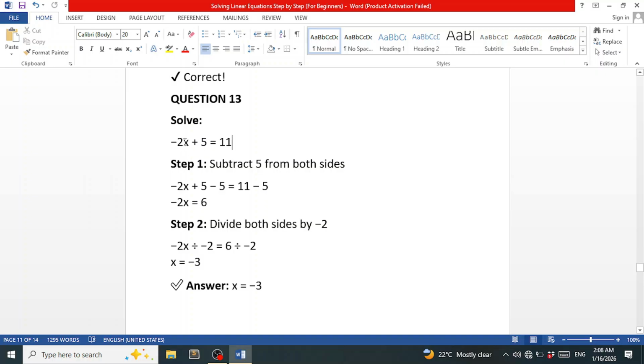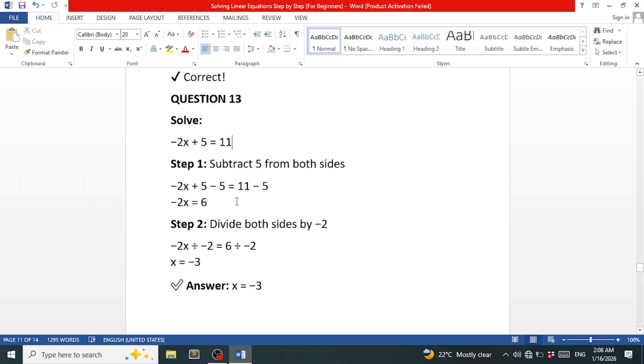So what do we do here? First, we need to move this number to the right, okay? And here is a positive. So what I'm going to do is subtract this 5 from both sides. That is step 1. So minus 2x, or you can say negative 2x plus 5 minus 5 equals 11 minus 5. Okay, this is a positive, so it is crossing the equal sign. That is why here it is a negative. I hope you get the idea.